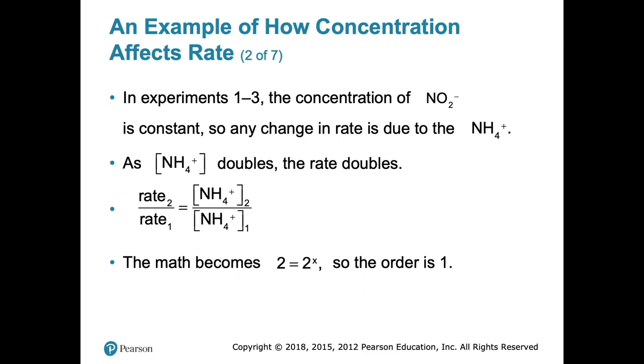So since you see that the rate divided by the rate for the first and second reaction equals 2, and the concentration of ammonia divided by the concentration of ammonia is also 2, the order of the reaction is order 1. Does that make sense? I know this is crazy stuff.